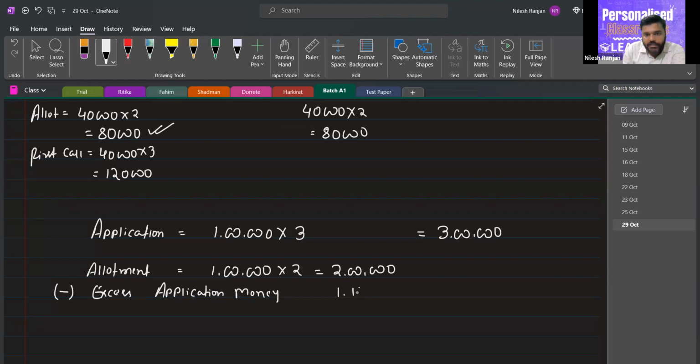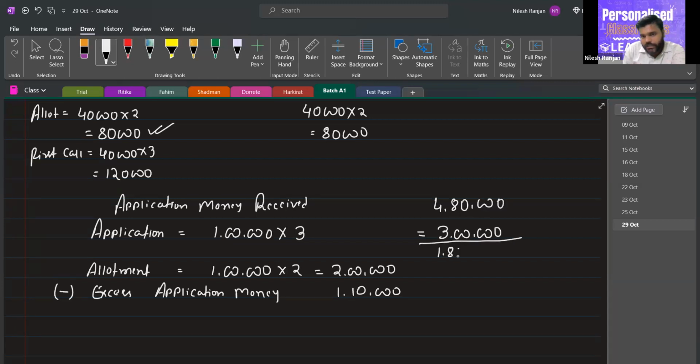It is 1,10,000. And actually, I will write here application money received also. 4,80,000, 1,80,000. This is excess application. Okay, so excess application money is 1,80,000 here, and from this 1,80,000 we have utilized 1,10,000 here. So the balance amount 90,000 we will receive on allotment.